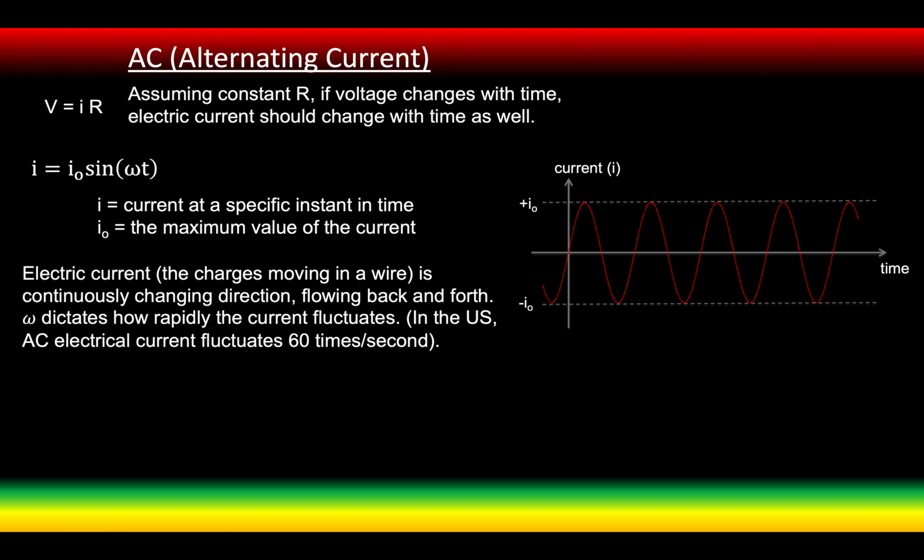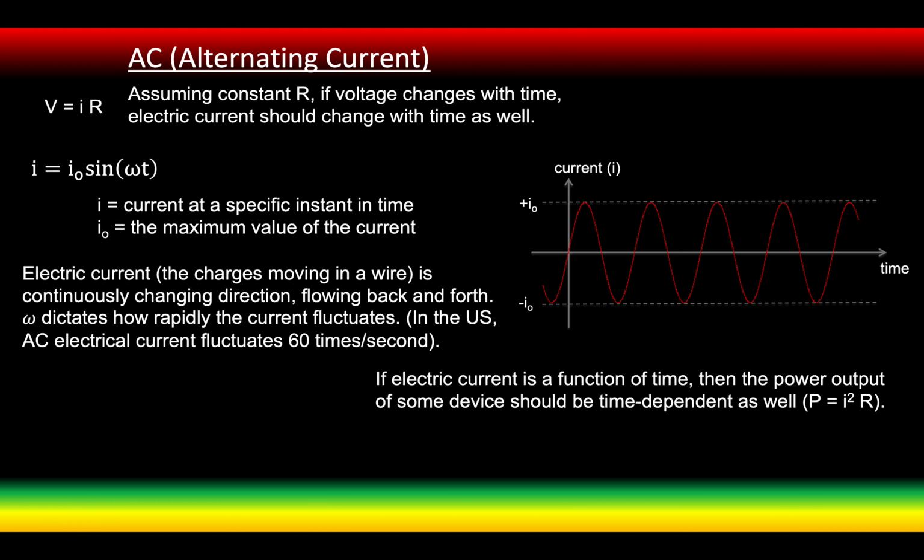If current is going to be a function of time, then we expect power to be a function of time as well, because power is equal to I squared times R, and we are assuming again that R is constant. Therefore, I could write the power output by a device at any one instant in time as being equal to I naught squared sine squared omega t times R. Now, the equation shown here for power is the power at a specific instant in time.